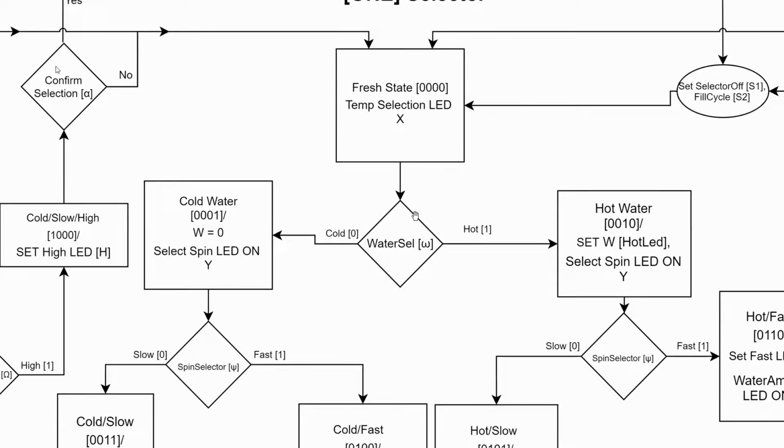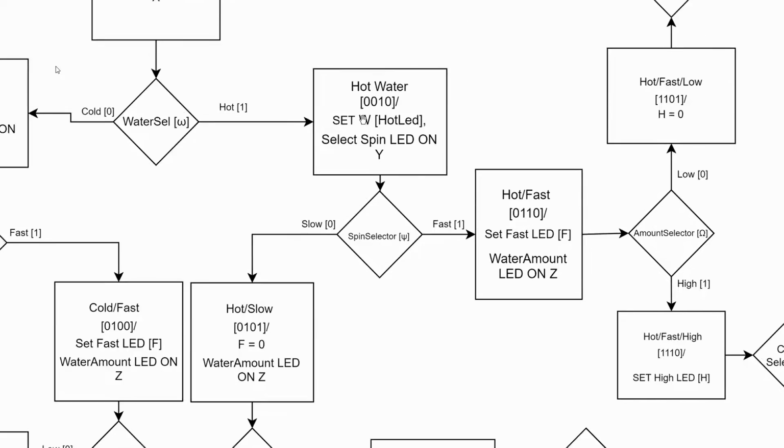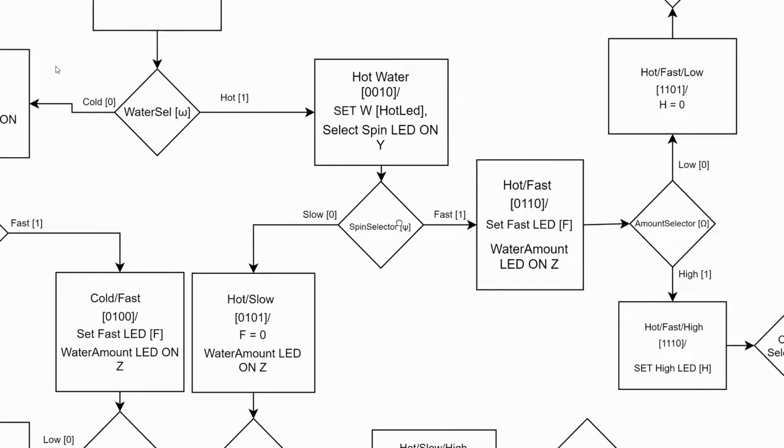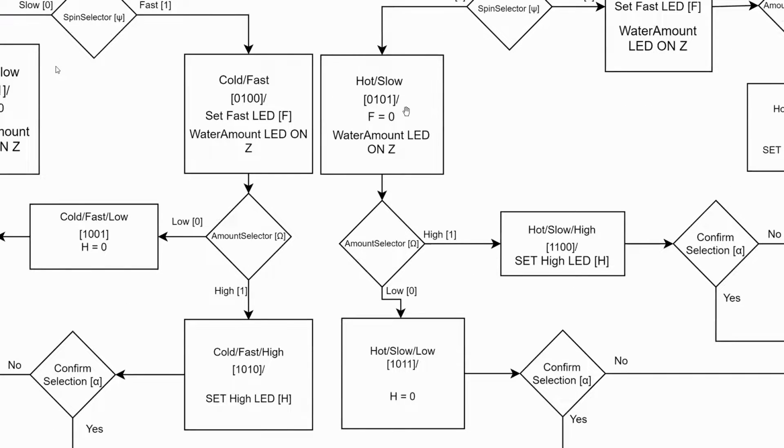So let's say hypothetically the user selected hot water, which would be, I'm going to say, a sort of toggle switch. So they choose hot. We then go into the hot water. It turns off the temp selection LED, and now we've got the spin selection LED on. And also to let the user know that they chose hot water, it'll set on the hot water LED so that they remember the choices that they're making. And then let's say that they choose a slow spin selection speed. We're now into hot, slow.